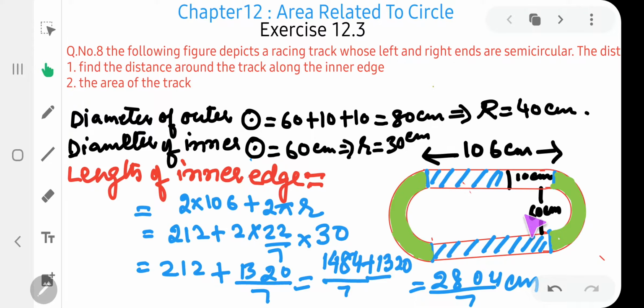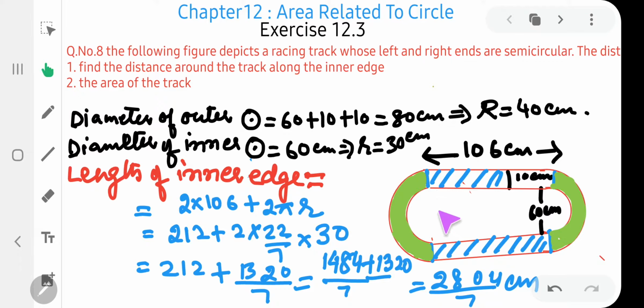And similarly, if you find the radius of this inner circle, the distance is 60 centimeter. This is the diameter of the smaller circle. Therefore, the radius is equal to 30 centimeter. Now, we have to find out the length of the inner edge.